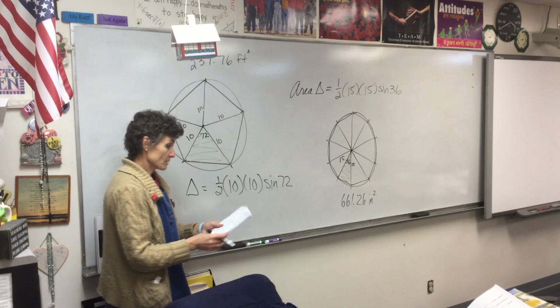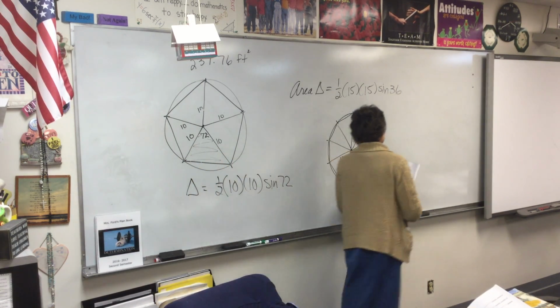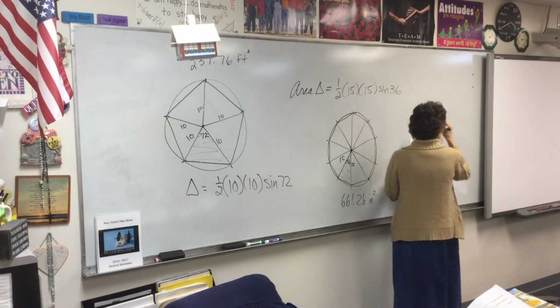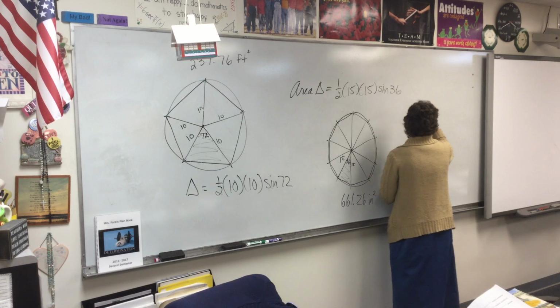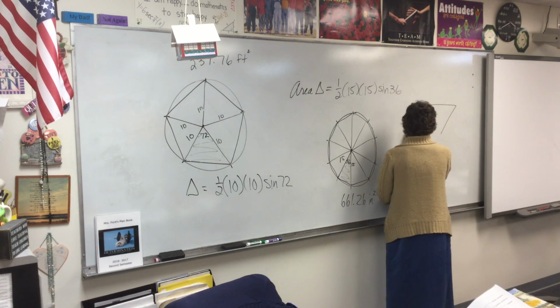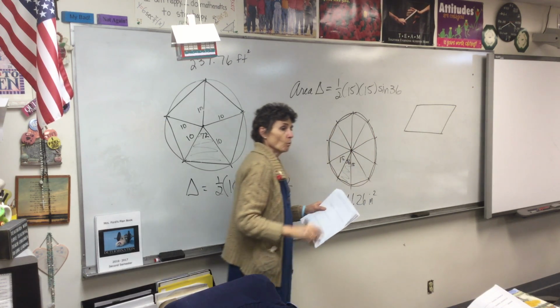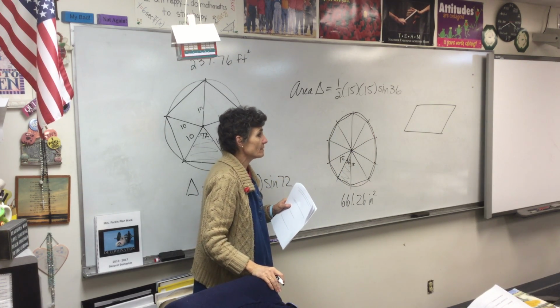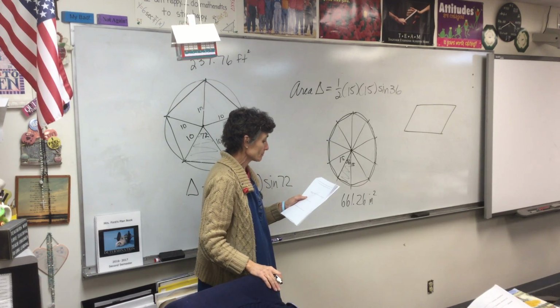All right, now let's go back up to number 2. We've done the top and the bottom. Let's do the middle 2 now. Find the area of a parallelogram. All right, so here's a parallelogram. Shh, Marissa. One phrase at a time. You have a parallelogram.